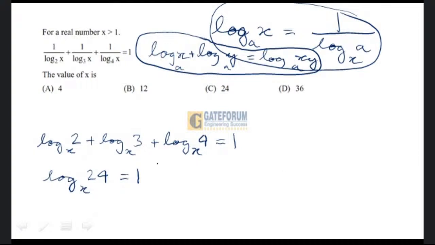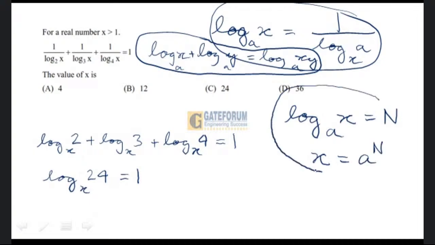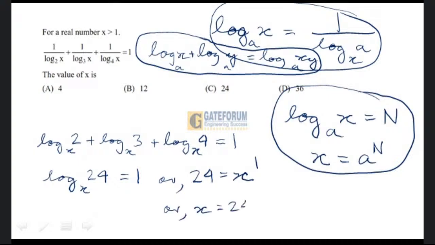Now, this is also a very common relation. If anybody says that log of x base a is equal to n, I'm sure you will agree that, converting it to indices, x is equal to a to the power n. This is how we can convert logarithm to indices. Likewise, here we can say that 24 must be equal to x to the power 1, or x is equal to 24. This is the shortest possible way to do this, and option C is the correct answer.